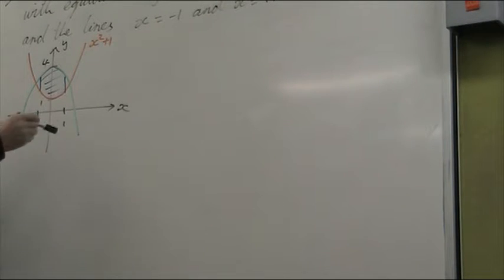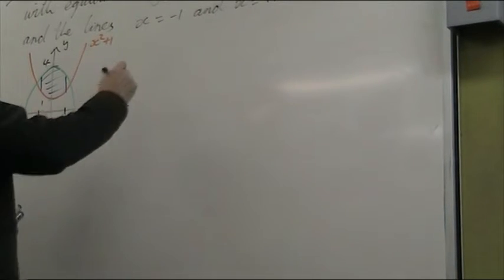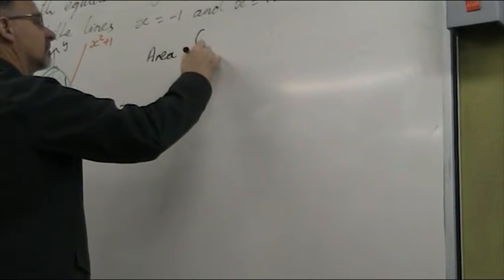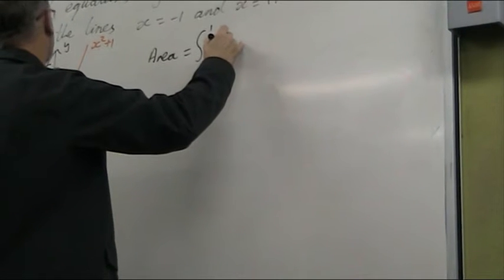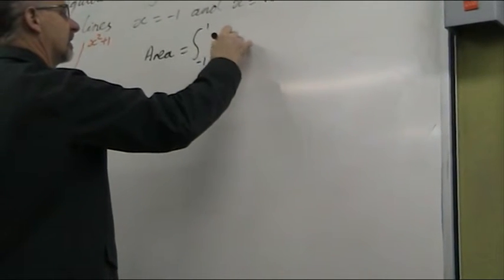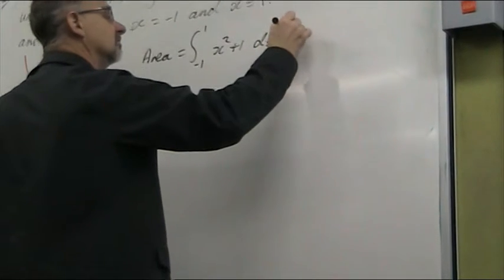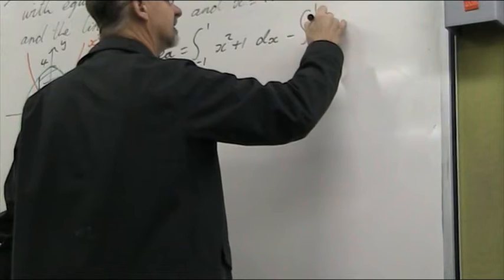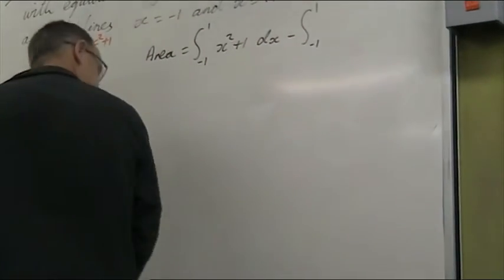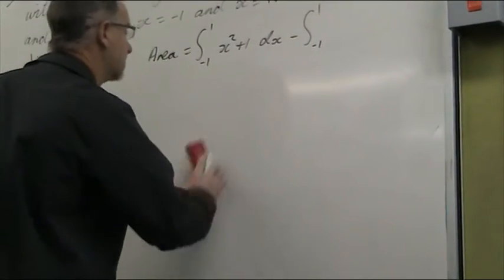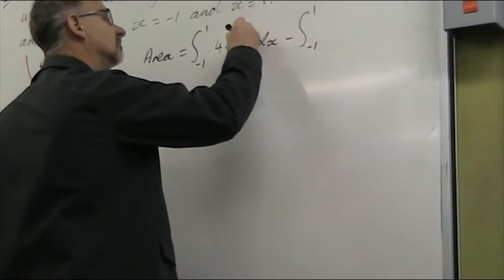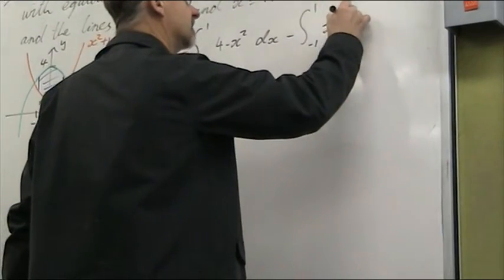Alright, so it's always the upper one minus the lower one. So in this case our area will be between minus 1 and 1. The upper one is, no it's not, the upper one is 4 minus x squared. And the lower one is x squared plus 1.